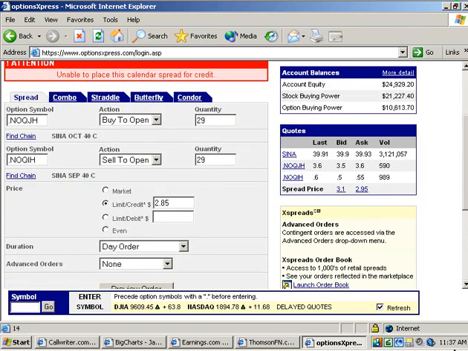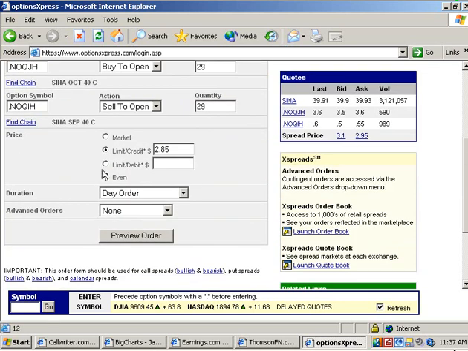This is a very important point here. You always want to do a limit debit. Always do a limit debit. So we're going to do a limit debit, and we're going to put our spread price over here, which is $2.95. And that's what we're going to put in.